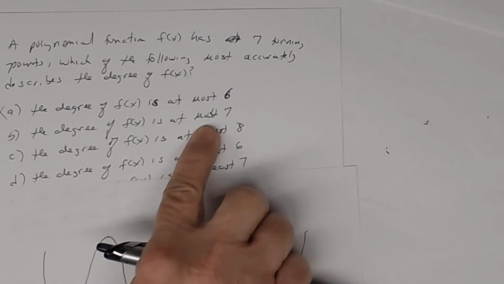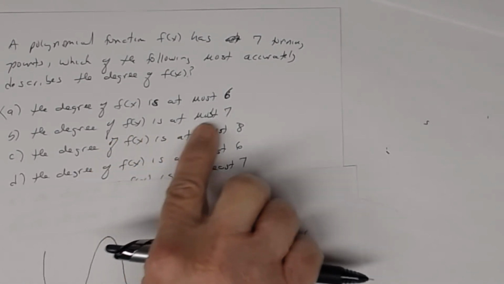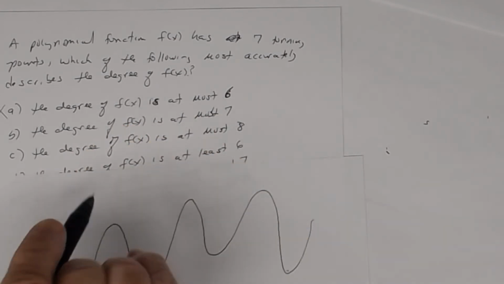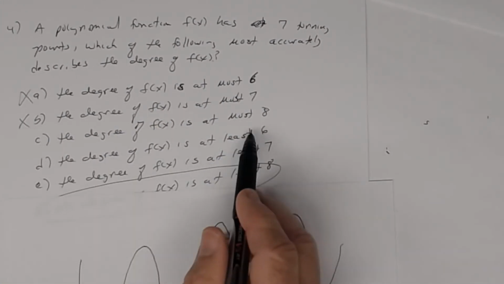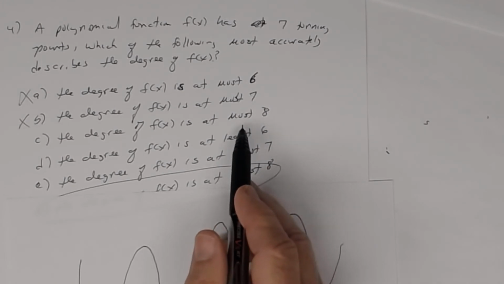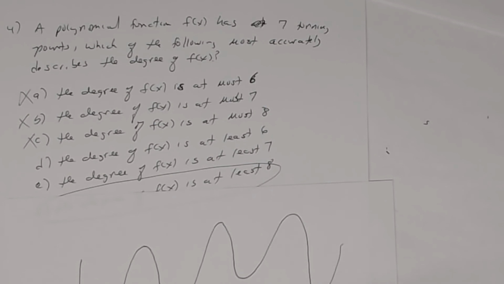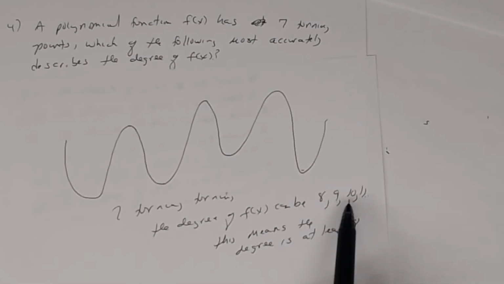At most 7 means the same thing, 1, 2, 3, and so on. So we know we can't have degree 1, 2, or 3, so we can automatically cross that out. At most 8 means the same thing, 1, 2, 3, 4, 5. We know we can't have any of those because the degree has to be 8, 9, 10, 11, and so on.